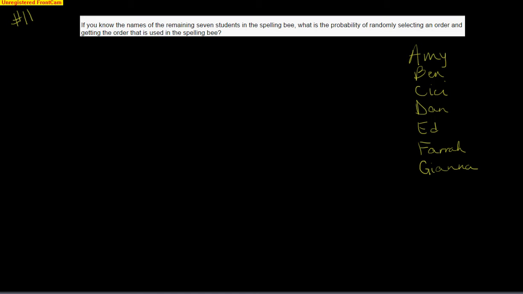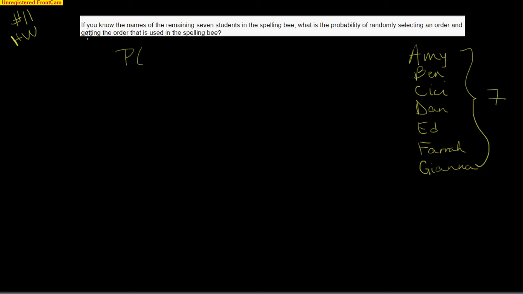Here's another problem from homework number 11. It says, if you know the names of the remaining 7 students in a spelling bee, what is the probability of randomly selecting an order and getting that order that is used in the spelling bee? So I just threw some names up here, 1, 2, 3, 4, 5, 6, 7. So let's say these are the 7 remaining students, just hypothetically. And you don't know what order they're going to be called, but what is the probability that if you were to guess, you would get it correct?